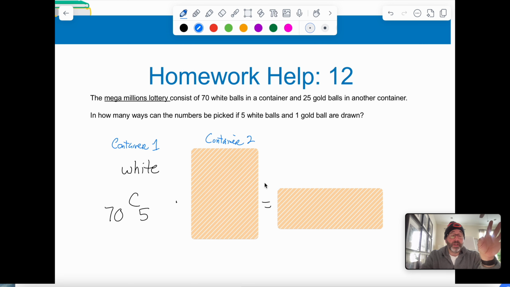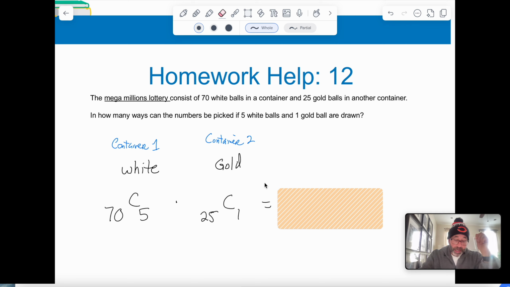There's a separate container altogether. This container has only gold balls, and we're going to pick just one of those special power balls. And so we have 25, we're going to go ahead and choose 1. Now this is a fundamental counting principle problem because there's multiple events taking place, right? We have event 1, which is the white one's taking place. Then we have event 2, which is the gold one taking place.